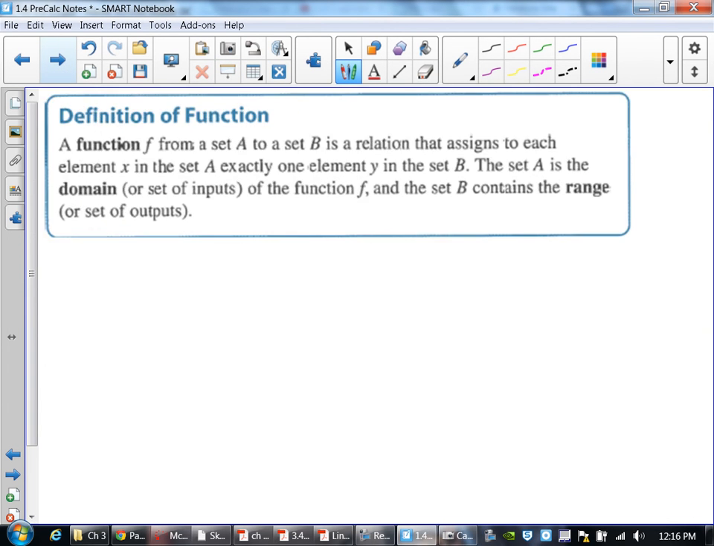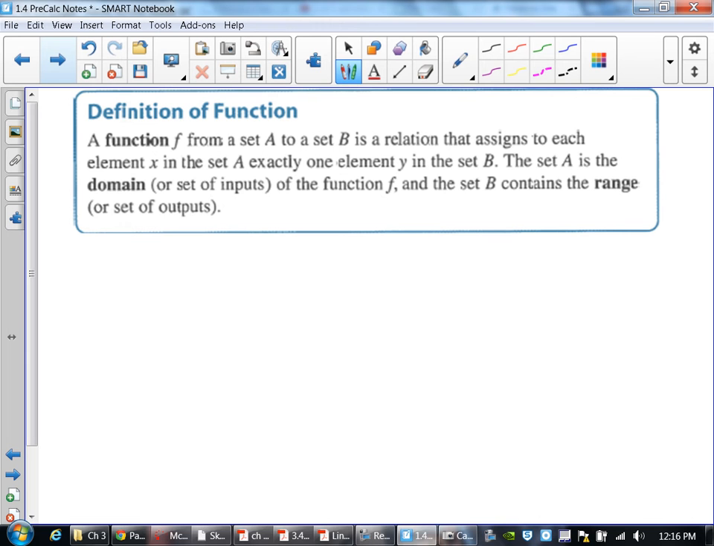This is a whole lot of mumbo jumbo that I don't want you to write down. Because we know that a function is, for every x, there exists exactly one value of y. That's it. That's all this means. For every set from A to B in relation that assigns to each element x in set A exactly one element in set B, then set A is the domain, blah, blah, blah. For every x, there exists only one y.